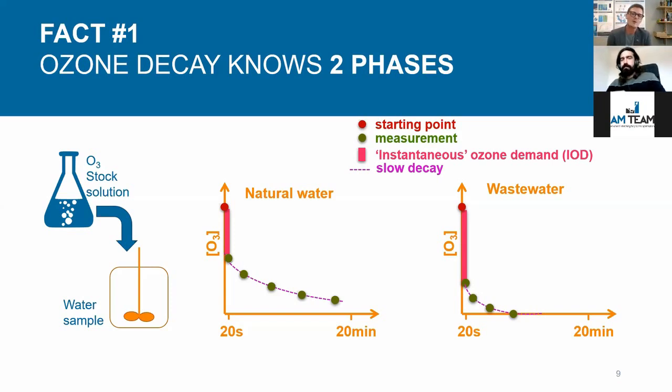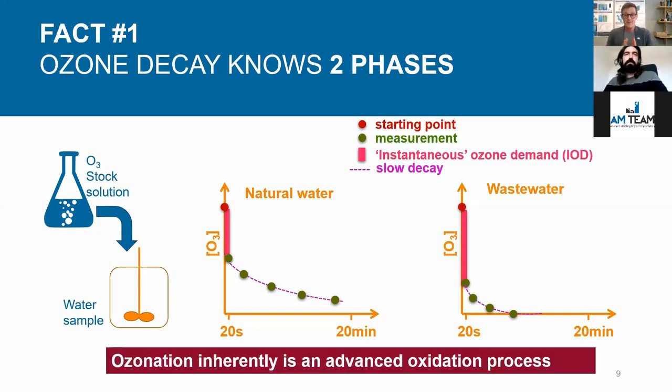But of course, if you don't add a lot of ozone, it might appear that you never have a residual in wastewater. But typically, that's the key point here. Ozone knows 2 phases. So indeed, ozonation inherently is an advanced oxidation process, because during the decay of ozone, during the fast decomposition, but also during the second slower phase, you have the production of hydroxyl radicals. Quite significantly in natural water, even more significant in wastewater effluent.